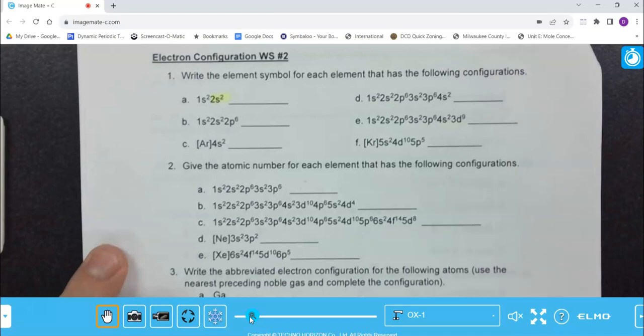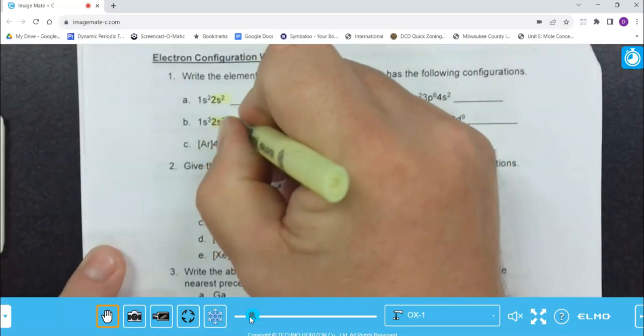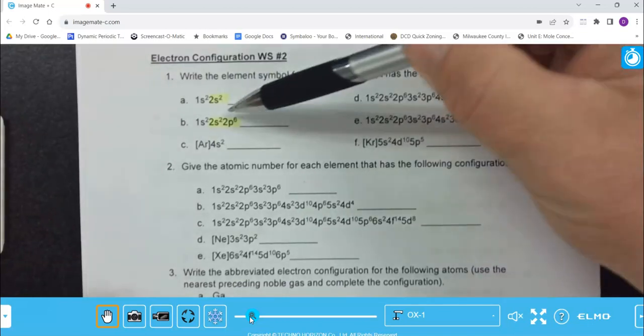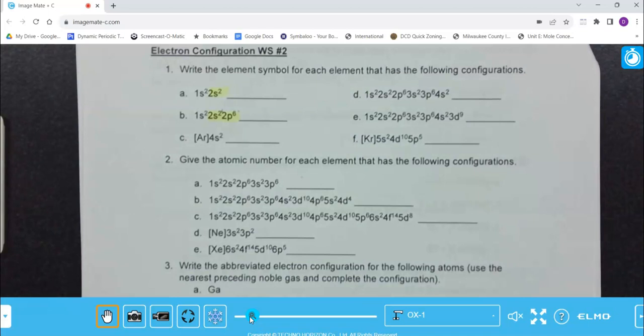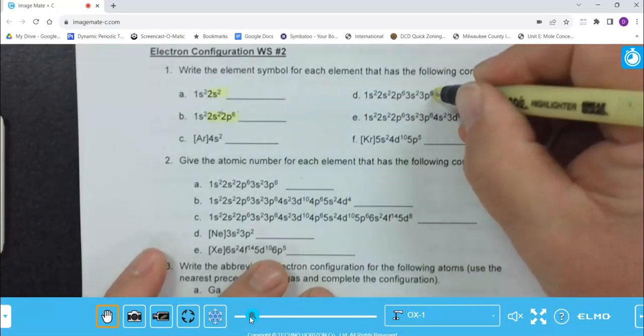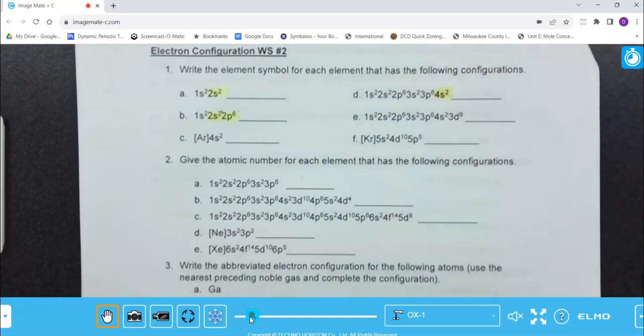For B here, if I had to count valence electrons, I would find the outermost energy level, and the outermost energy level is right there. And so in the outermost energy level, there are 2 electrons here, and there are 6 electrons there. That is 8 electrons, 8 valence electrons in the outermost energy level. For D, the outermost energy level is here, and that would be 2 valence electrons.